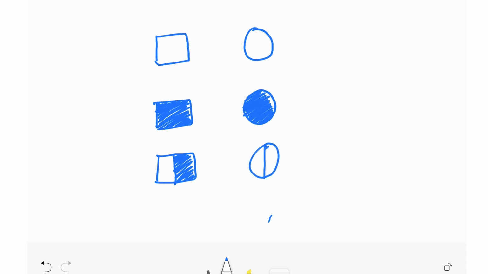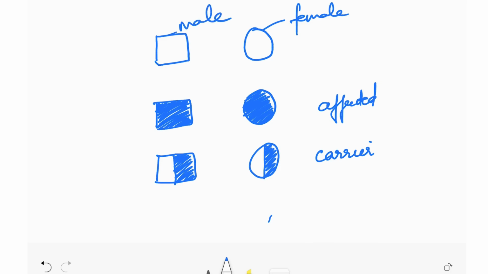Now, if this square is filled in or colored in, then that male is affected. If the circle is colored in, that female is affected. If the square is half colored in, then the male is a carrier. If the female is half colored in, the female is a carrier of the disease. Okay? So square for male and circle for female.